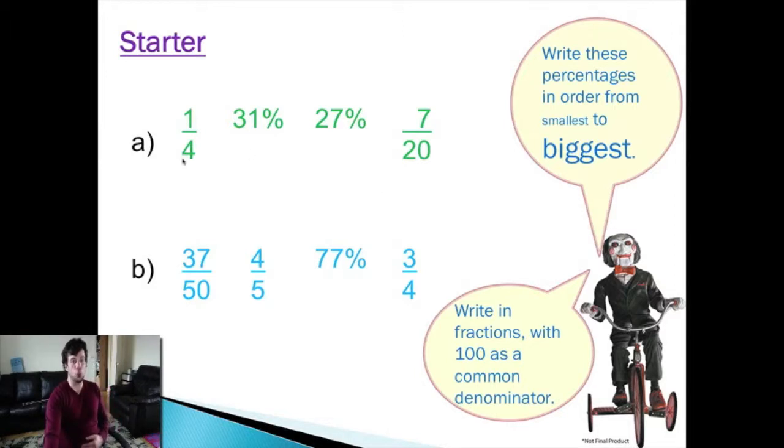How many 4s go into 100? 25. So if you multiply the 4 by 25 to get to 100, you multiply the 1 by 25, giving 25 over 100. How many 20s go into 100? 5. If you multiply 20 by 5, you multiply 7 by 5. 7 by 5 is 35.